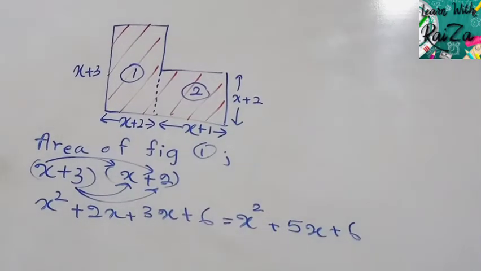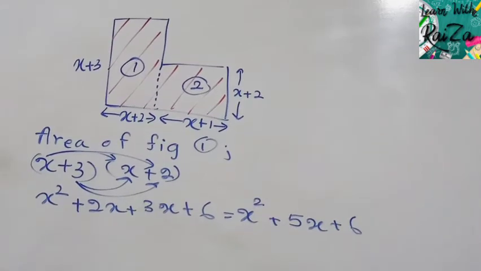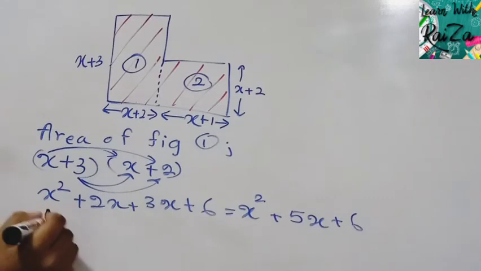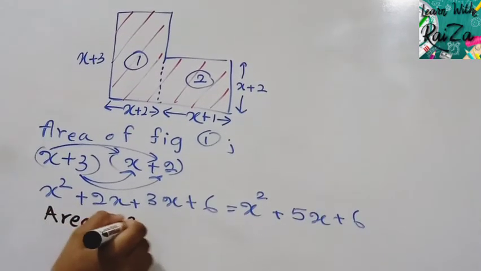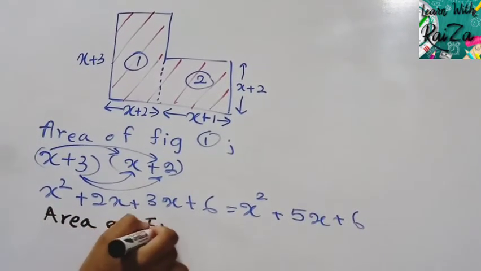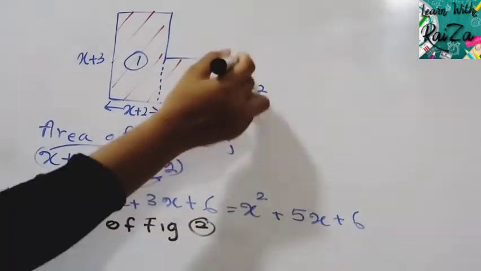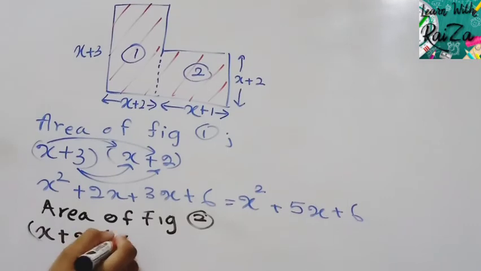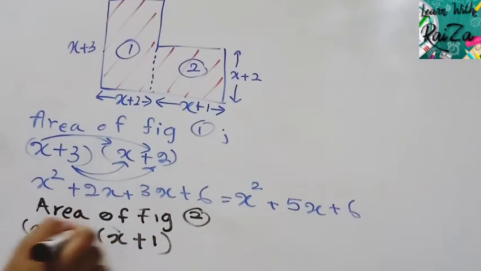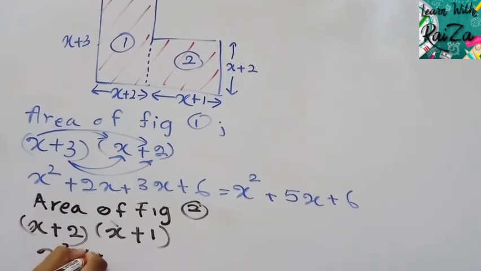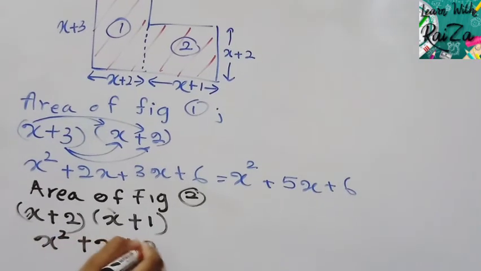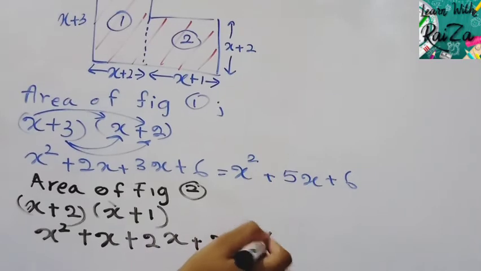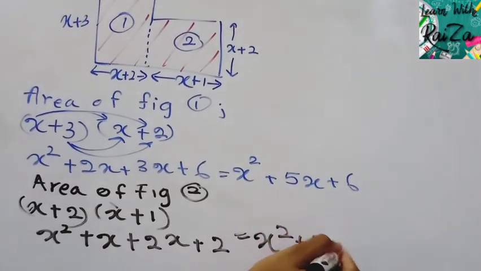Now let's find the area of the other rectangle, rectangle number 2. Here same thing, length multiplied by the breadth. Product of two binomial expressions: x squared plus x plus 2x plus 2. Like terms are here: x squared plus 3x plus 2.